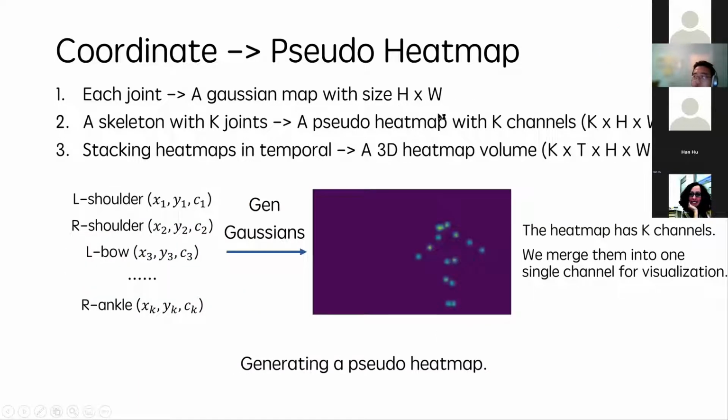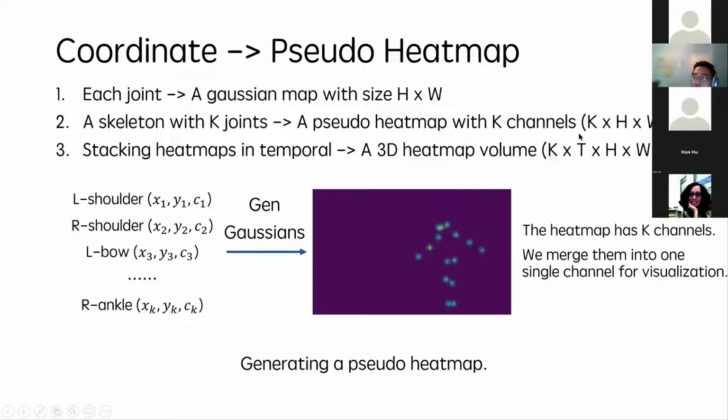And to restore coordinates to pseudo heat maps, for each joint, we generate a Gaussian map centered at the joint location. Specifically, in the previous step, we save the location xi, yi, and the confidence score ci for each joint. And now we generate a Gaussian centered at xi, yi with the maximum ci. K Gaussian maps form a pseudo heat map with K channels, while T pseudo heat maps are stacked along the temporal dimension to form a 3D heat map volume.